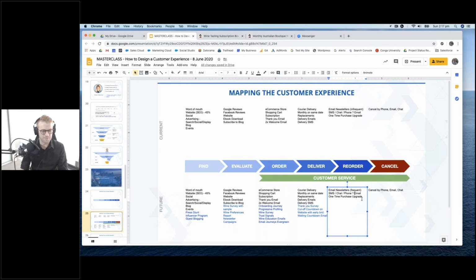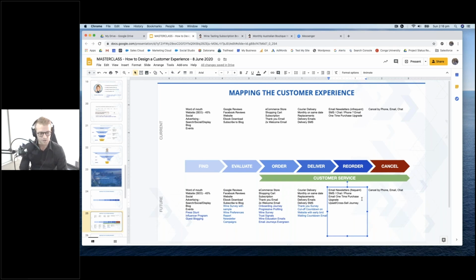And then SMS, chat, phone for reordering, email one-time purchase, upgrade. What I would do is an upsell, cross-sell journey. Anyone that's recently bought this week, I would send them an email and say, hey, thanks for buying this week. Would you like to also get a blah, blah, blah? Give them an offer.